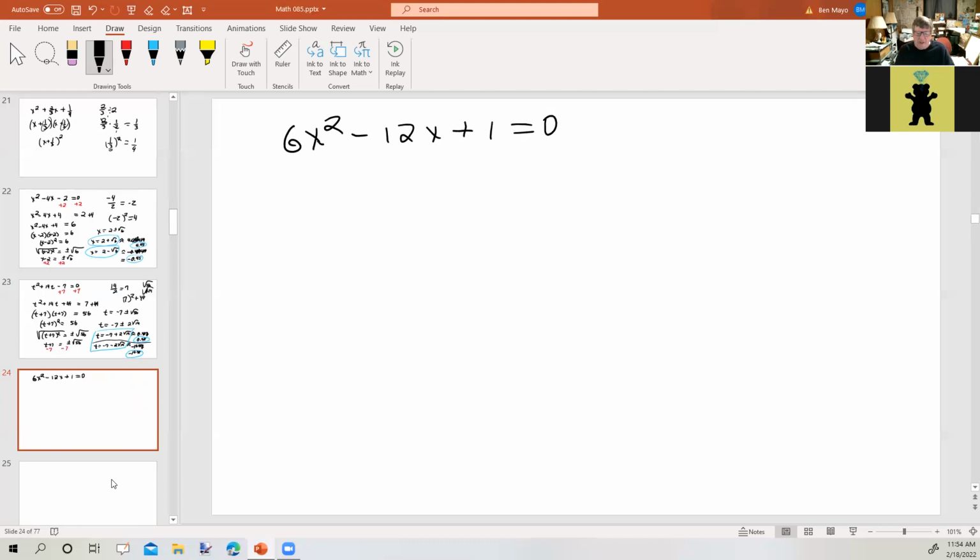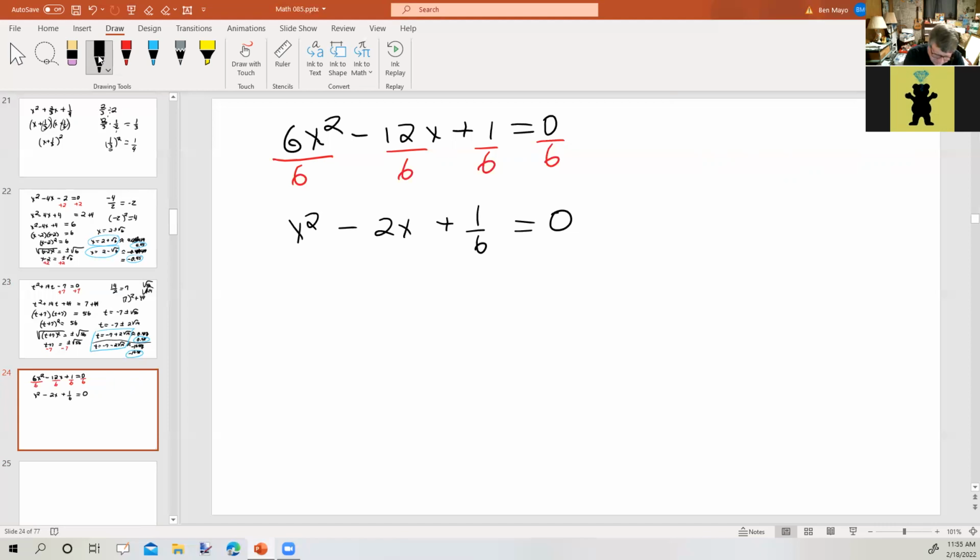So in this case, our leading coefficient is not a 1, okay? So my first move is to divide each term on both sides of the equation by the coefficient of the squared variable, since it's not a 1. This gives me x squared minus 2x plus 1/6 equals 0, okay?